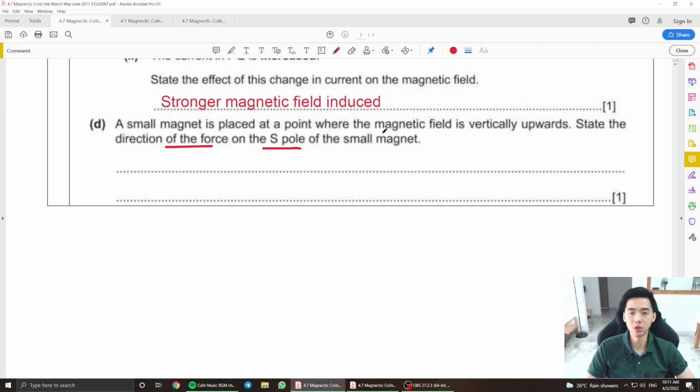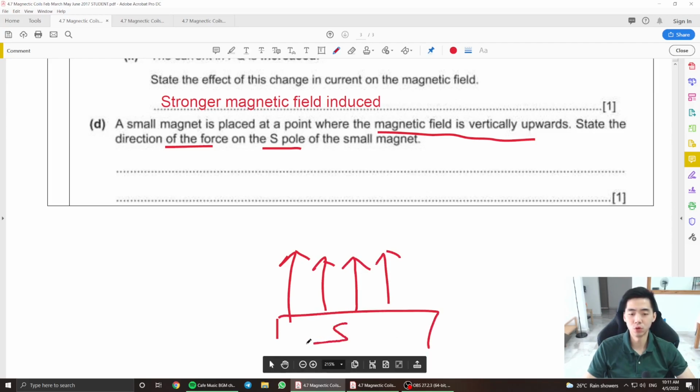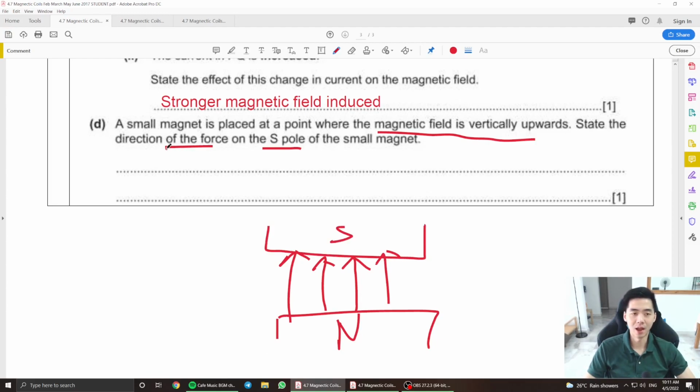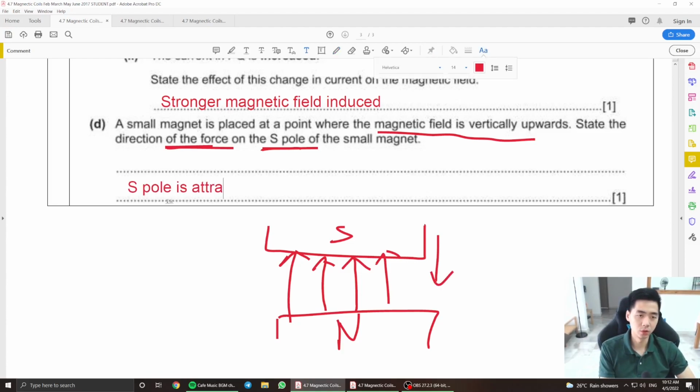If you look at the information here, it starts off with saying that the magnetic field is going directly upwards. If the magnetic field is going directly upwards here, it means to say this is supposed to be the north pole, and this is supposed to be the south pole. Then they ask you to state the direction of the force on the S pole. Obviously, this S pole will be attracted downwards. So in this answer, you're just going to say that the S pole is attracted downwards. And this is going to be your answer for this question here.